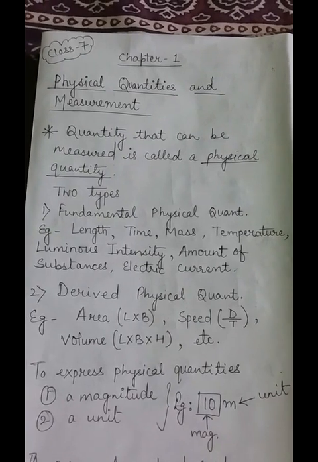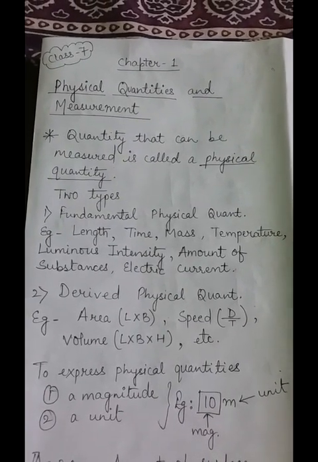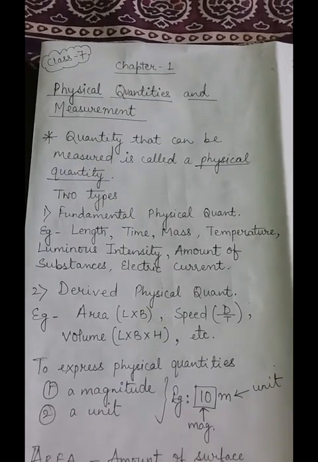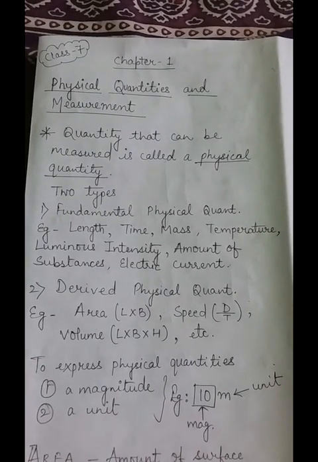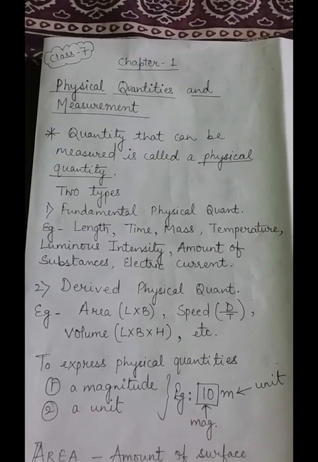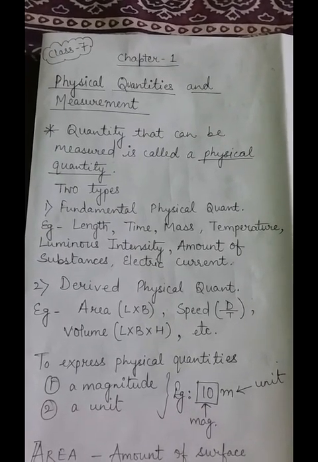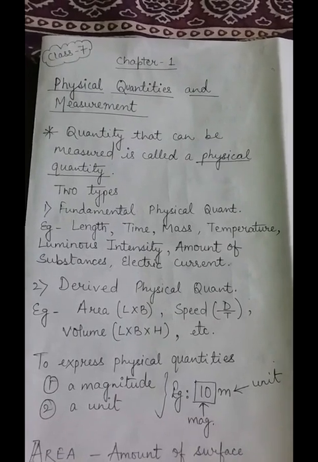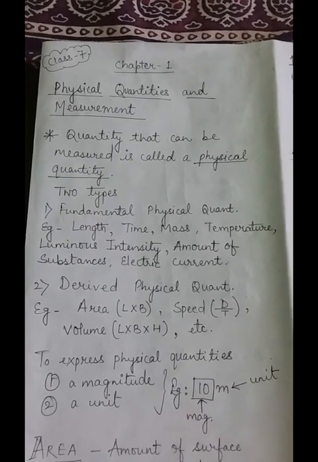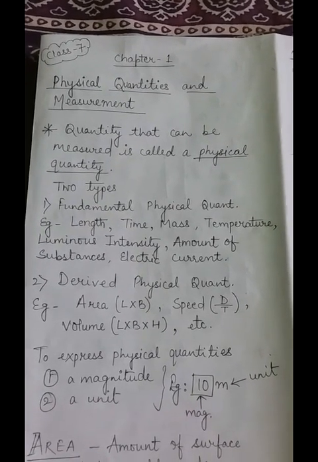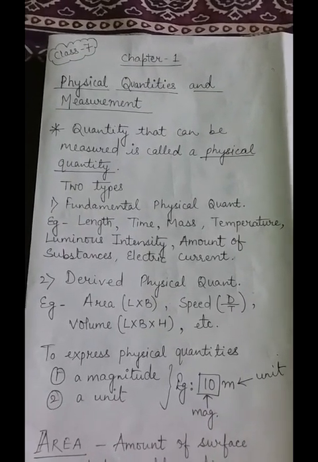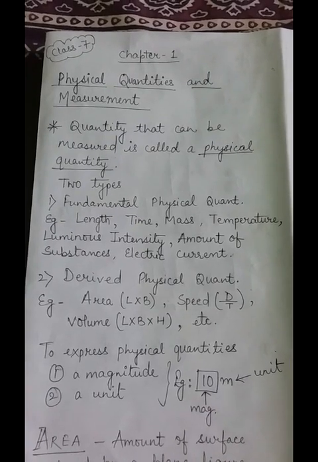There are two types of physical quantities. First are the fundamental physical quantities, that is length, time, temperature, luminous intensity, amount of substance, electric current. These are the 7 fundamental physical quantities. And next are the derived physical quantities, which are the result of fundamental physical quantities. For example, area. Area is length into breadth.